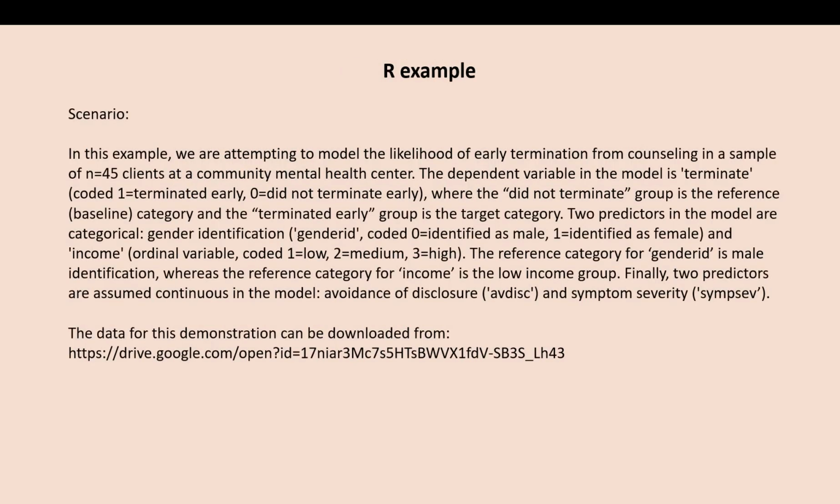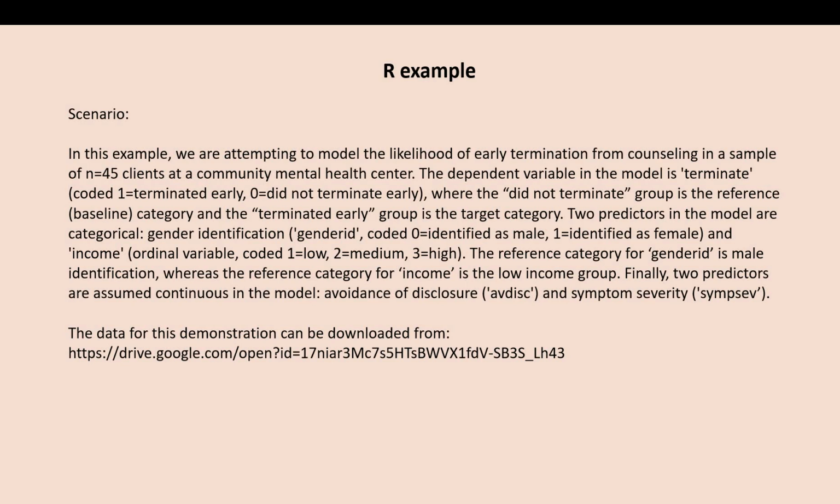So in this example, we are attempting to model the likelihood of early termination from counseling in a sample of 45 clients at a community mental health center. The dependent variable in the model is terminate, which is coded 0 for did not terminate early, 1 for terminated early, where the did not terminate early group is the reference category and the terminated early group is the target category. Two predictors in the model are categorical.